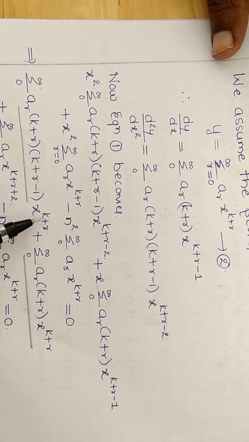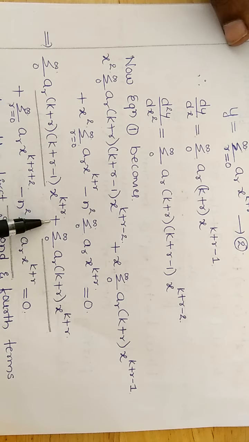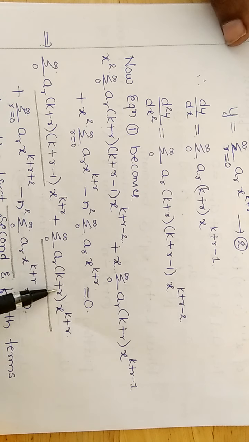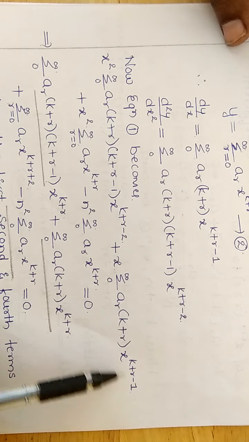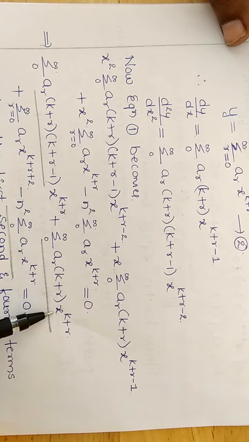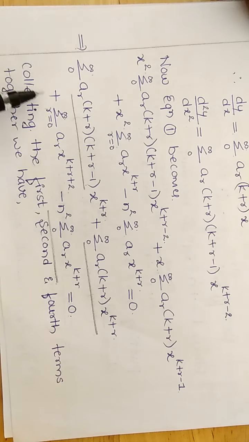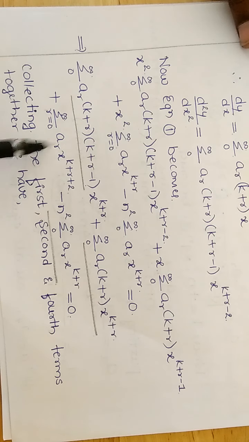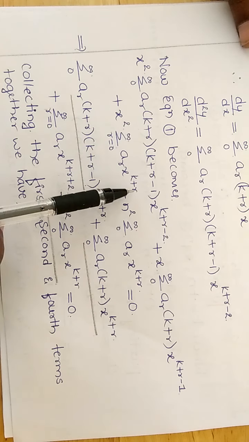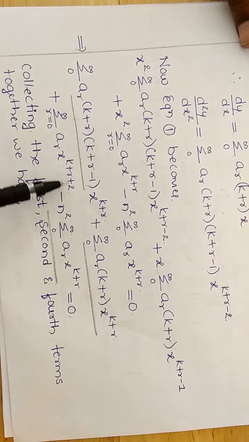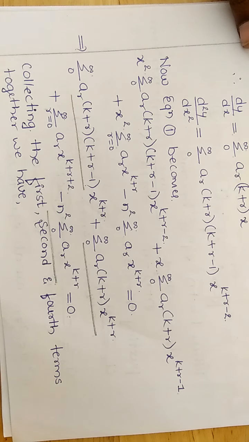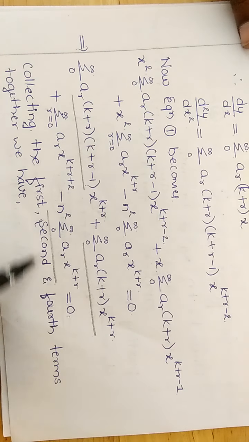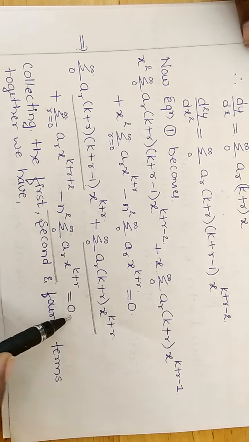So first term is x to the power k plus r. Plus second term, summation is from 0 to infinity ar into k plus r, keep as it is. x to the power 1, x to the power minus 1 get cancelled, so remaining is x to the power k plus r. Plus summation r is running from 0 to infinity ar, keep as it is, x to the power plus 2, x to the power k plus r, we get x to the power k plus r plus 2. Minus n square into summation is from 0 to infinity, fourth term, keep as it is, which is equal to 0.